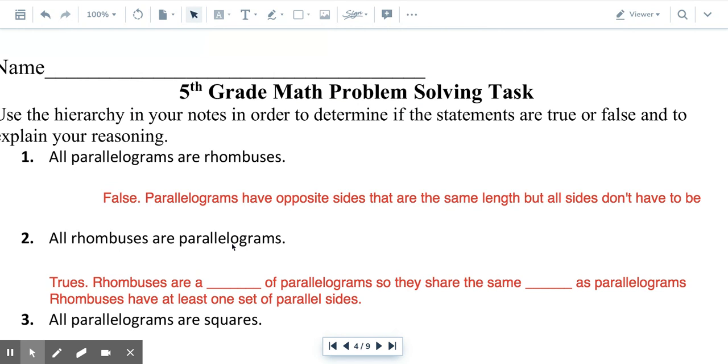Now let's talk about number 2. All rhombuses are parallelograms. I want you to go ahead and read the statement that I have on the screen. In the blanks, I want you to determine which of our vocabulary words could be used to prove that this statement is in fact true. Pause the video here and give it a try.